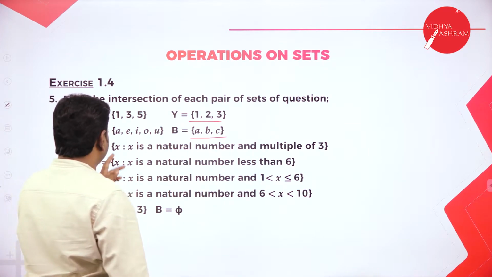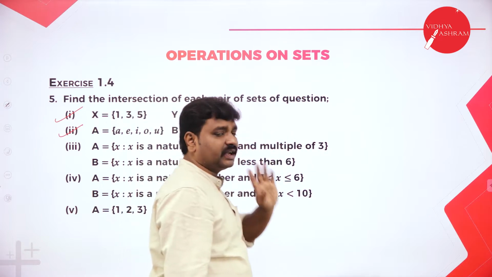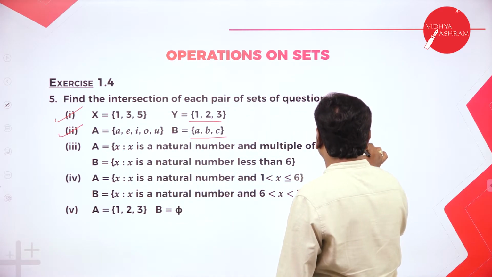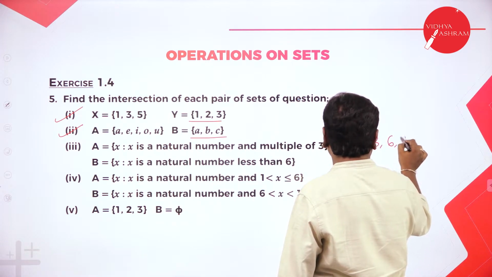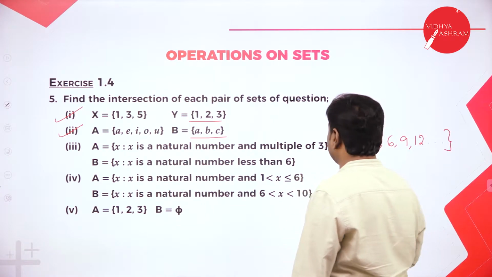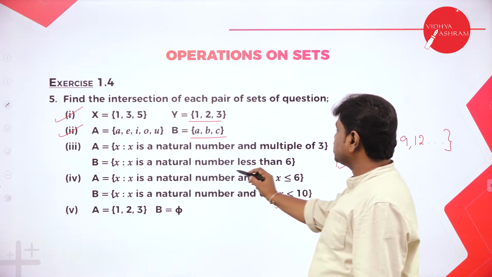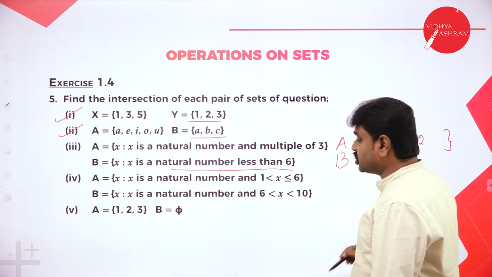So third one. A is X such that X is a natural number and multiple of 3. So natural number and multiple of 3. A is what? What are the natural numbers and multiples of 3? 3, 6, 9, 12 goes on. There are infinite natural numbers which are multiples of 3. And B, what is B they give? B is natural number less than 6. What is natural number less than 6? What are the natural numbers less than 6?